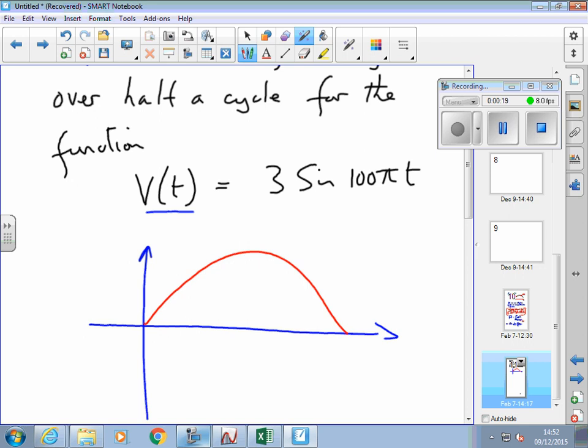It's time dependent, so as time goes by the voltage is going to change, and it's given by this function, 3 sine 100 pi t. And you might remember, because we looked at wave functions, that this represents the amplitude of the wave and this bit represents the angular velocity of the wave.